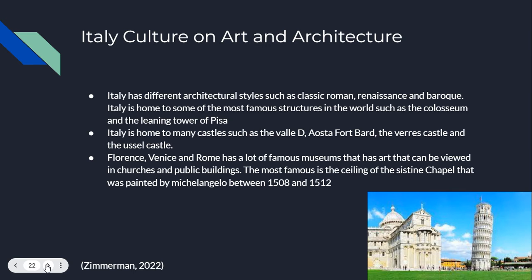Italy is home to many castles such as the Valle d'Aosta, Fort Bard, the Varus Castle, and the Ussel Castle. Florence, Venice, and Rome have a lot of famous museums that have art that can be viewed in churches and public buildings. The most famous is the ceiling of the Sistine Chapel that was painted by Michelangelo between 1508 and 1512.